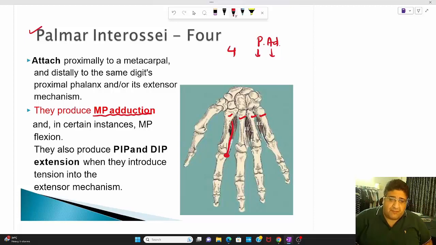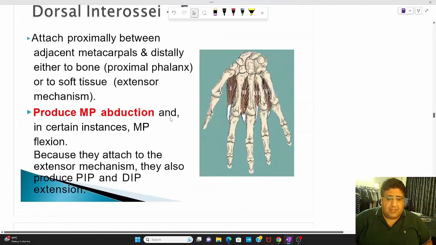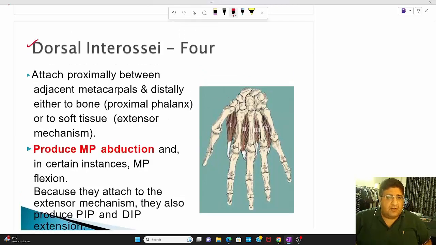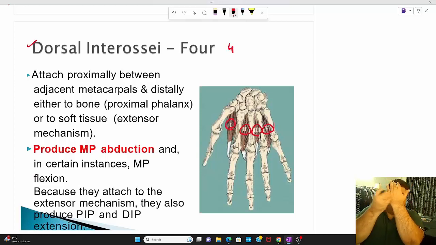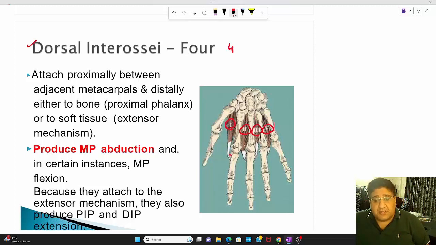After four palmar interossei, I'm sure you all will agree that we have four dorsal interossei as well, which are again coming from the adjacent metacarpals. Can you see? They're again coming from the adjacent metacarpals here. And they are also getting inserted onto the extensor mechanism. So one is getting inserted from this side, this one is getting inserted from this side, and this is getting inserted from both the sides.